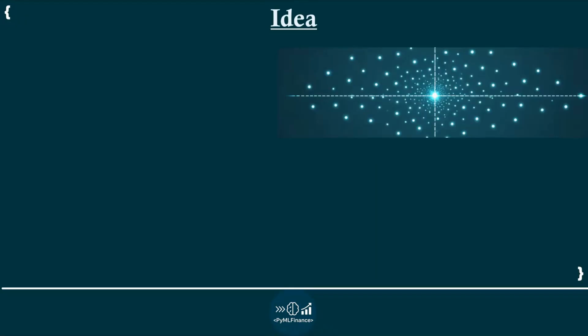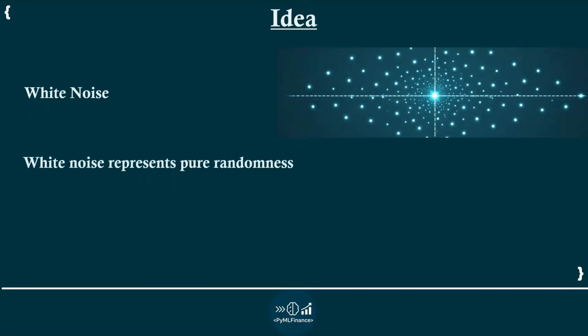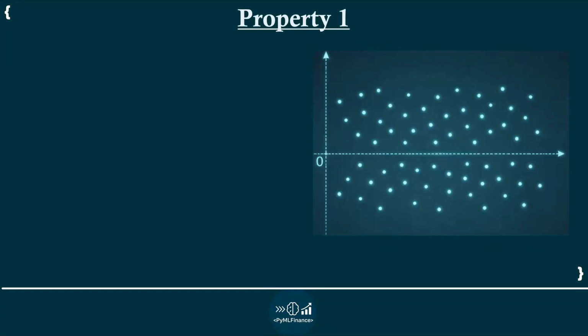To answer this, we introduce a key idea, white noise. White noise represents pure randomness. It is the simplest form of a stochastic process. The first property of white noise is very simple. White noise has no pattern. There is no trend and no predictable structure.